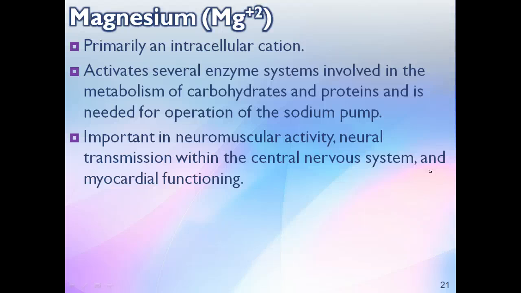Magnesium brings us back intracellularly. Magnesium is a primary intracellular cation that's involved in the activation of several biochemical pathways, being a very important enzyme cofactor, particularly for pathways involving carbohydrate metabolism and protein metabolism, as well as its importance in the operation of your sodium-potassium pump. It's also important to neuromuscular activity, nerve transmission, and overall central nervous system functioning, as well as myocardial functioning. So, magnesium, an important electrolyte.